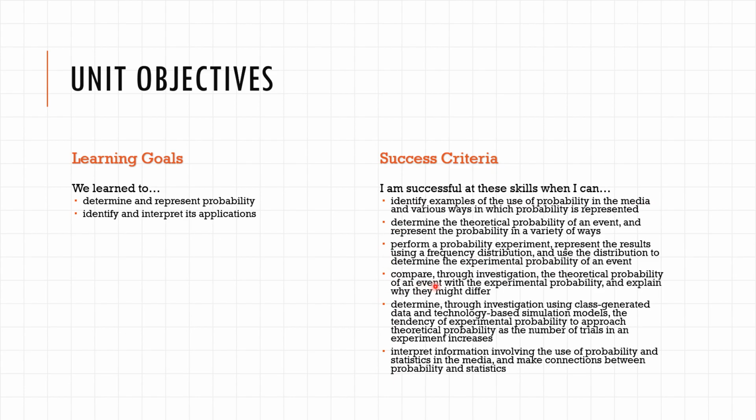And then, did you compare, using an investigation, the theoretical probability and the experimental probability? Are you able to explain why those two are different? Did you determine through an investigation using technology-based simulation models, so in a way that doesn't have us make our own probability experiment results by hand, instead we use a simulation model like a computer, are you able to determine that the tendency of experimental probability is that it approaches theoretical probability as you increase the number of trials? Did we do that? And I think we did.